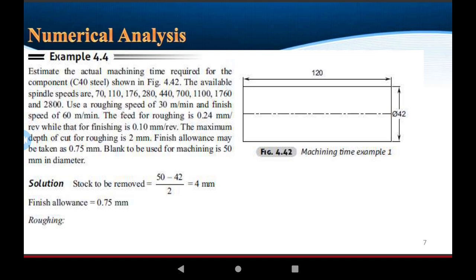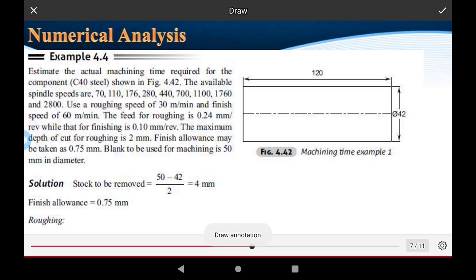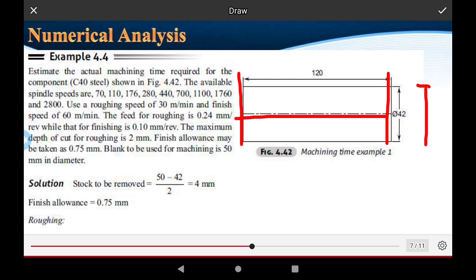Estimate the actual machining time required for the component, which is made of carbon steel. So in the figure, this is the job, and this is the center of the job, and this is the 5 by 20, this is the depth.